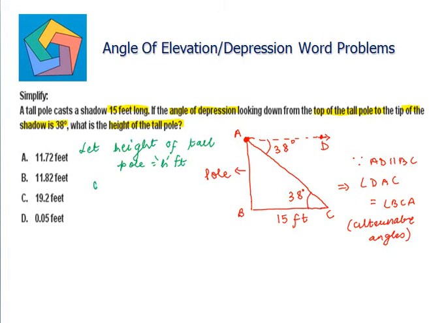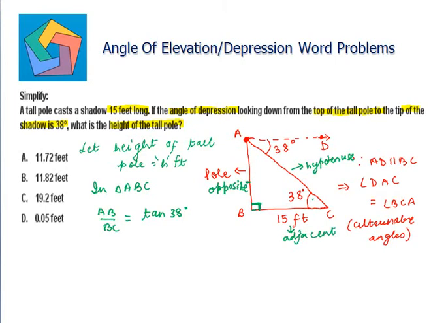So in triangle ABC, this triangle will be right angled. So AB over BC will be equal to tan of 38 degrees. How? Because this is the right angle, so the side opposite to the right angle is the hypotenuse. And the base angle is 38 degrees. The side opposite to the base angle is opposite. So this side is adjacent.